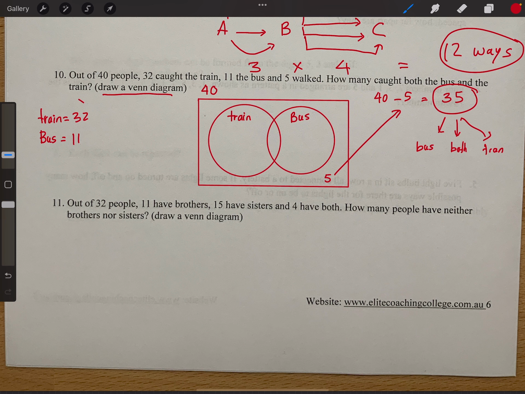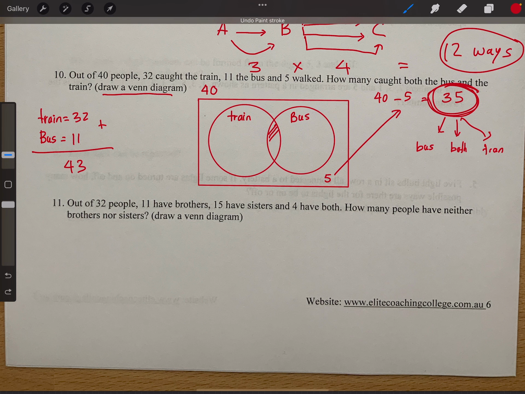So now we know that altogether 32 people take the train and 11 take the bus. So what we're going to do is add these two numbers together. And you're going to get 43. There are 43 people taking buses and trains. But we know that it should only be 35. That means that some people have been double counted, and the double count comes from this overlap.